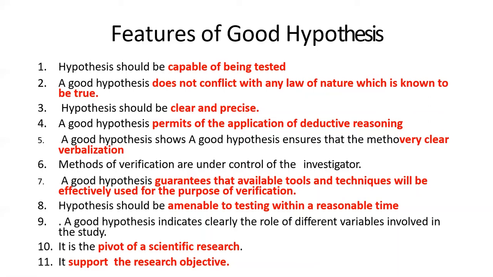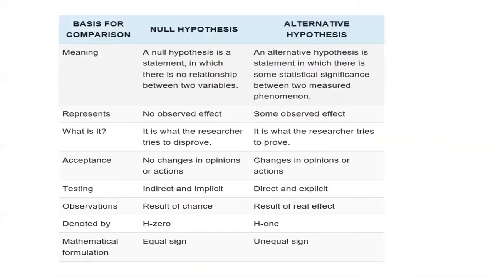Okay. Then a good hypothesis indicates clearly the role of different variables involved in the study. Whatever the variables involved, a hypothesis should represent that some relation exists between the variables which are being studied. Then it is prior to the scientific research. A hypothesis is a pivot, a tentative statement which is very much essential in scientific research, and it supports the research objective. Hypothesis should support the research objective, then only it will be called a valid hypothesis.